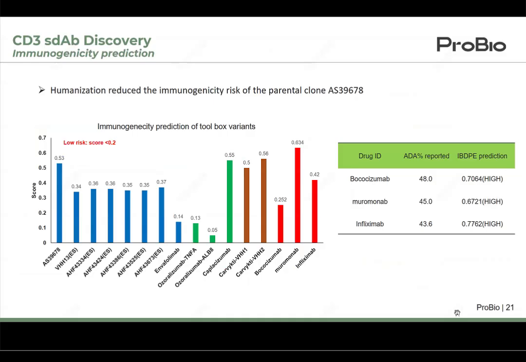In addition to that, we also used an AI software to predict the immunogenicity of these VHH CD3 variants. In these simulations, we included several clinical benchmarks as a reference for high risk and low risk of immunogenicity. And judging by the predictions, we can see that our assets to the left showed a medium range of immunogenicity risk.